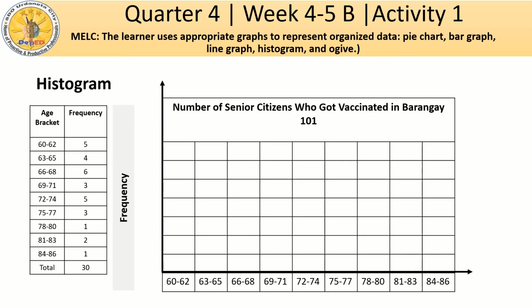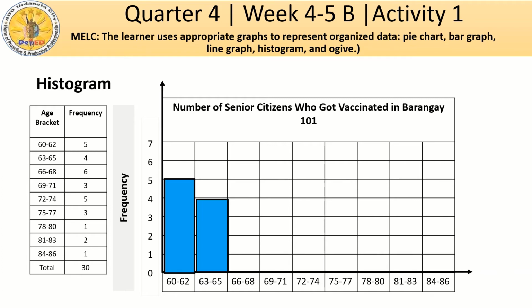So let's start with our 60 to 62 group. In our frequency table, we have 5. So we're going to draw a rectangle. So you have it: 60 to 62, the frequency is 5. Let's have 63 to 65, which is equal to 4. Okay, so the frequency is 4. For 66 to 68, we have 6, so our rectangle is on the frequency 6. And 69 to 71, we have here 3.